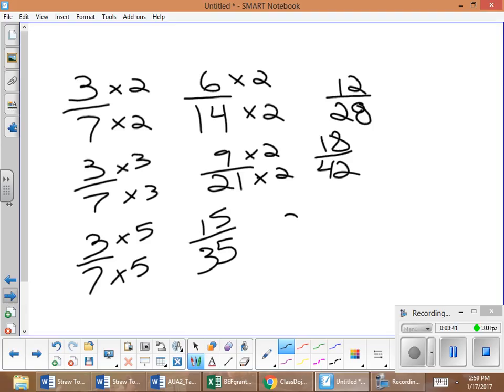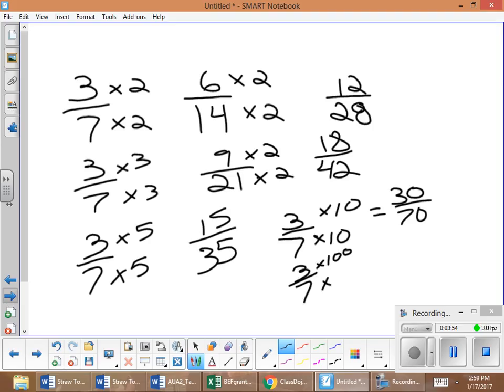Or I always like to call it the smart aleck way. You can multiply it by 10 and by 10, and you'd get 30/70. Or you can multiply it by 100. You get 300/700. And you can continue just multiplying it by 1,000 or by 10,000 or even up to 1,000,000.